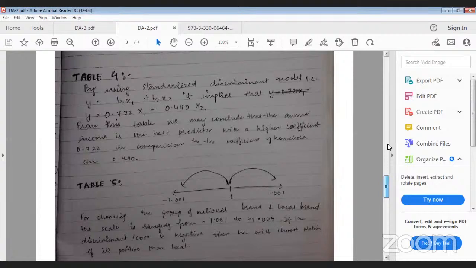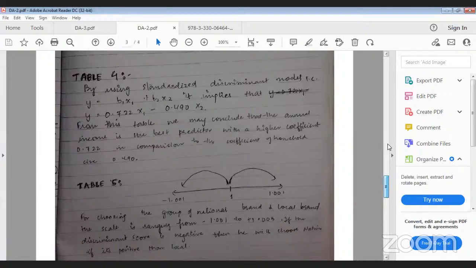The next table, that is your table 4. All the interpretation is related to tables 1, 2, 3, 4, so I'll share the material with you. You can understand everything by using the standardized discriminant. That is your unstandardized model. Previously you have written table 2. Then table 4 is the standardized discriminant model.